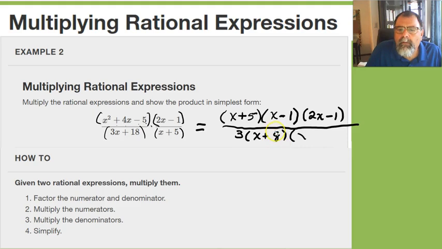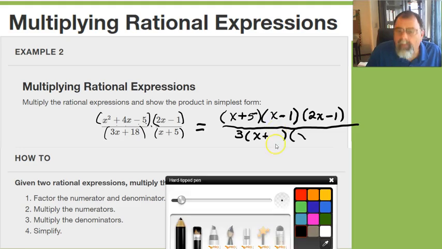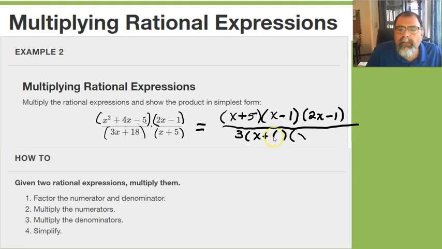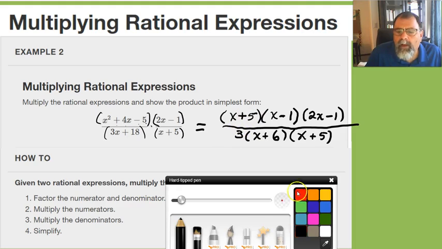So we need to make that 18 divided by 3, which would be 6. And then the x plus 5. And then let's see. So multiply the numerators, multiply the denominators, which is basically what I did. All right. And then I just combined those 3 steps. And then I am going to simplify, which is cancel any common factors.